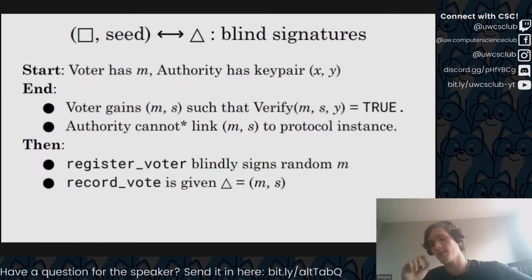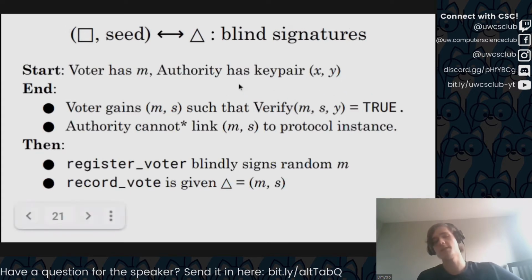Now, blind signatures is the topic of the talk, so it's about time I came to that. And they're actually really right for this purpose. When I found them, I was very excited, and that's why I'm sharing this actually. I think they're really cool. So the setting is this: the voter has a message, the authority has a private and a public key here.